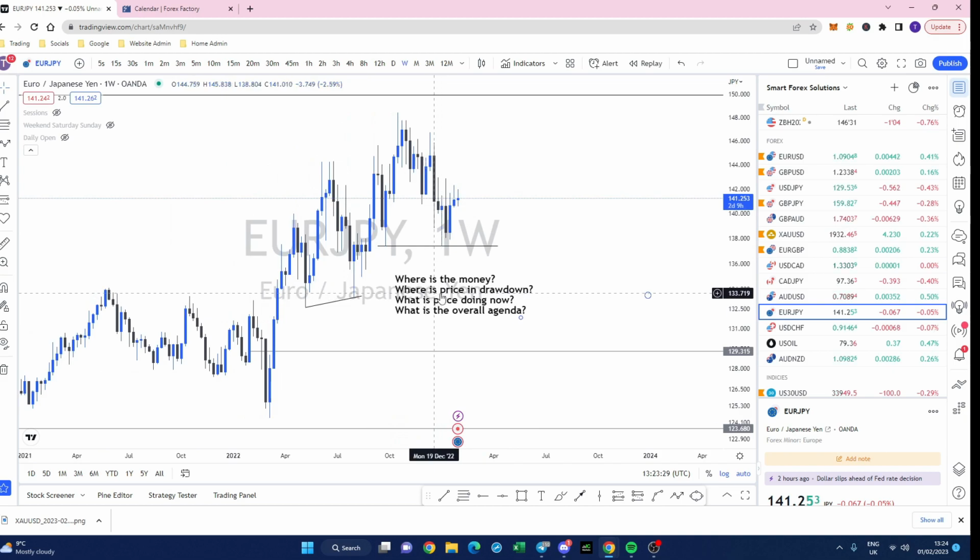Now, the next question, where is price in drawdown? So I'm looking for a candle that price hasn't come back to yet, and that's this candle here. So price is in drawdown right here.